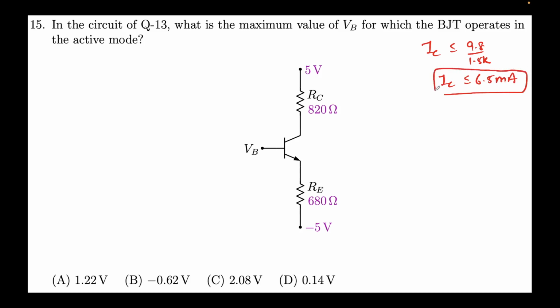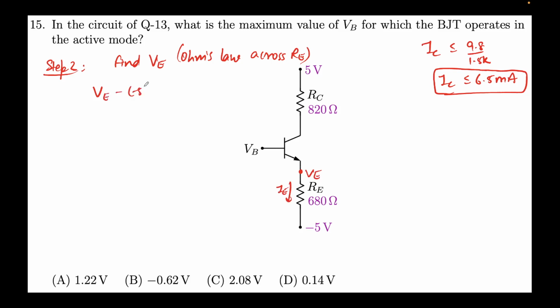Okay, very good. But we are required to find the restriction on VB, right? How do we do that? Now we come to step 2. What is step 2? Find VE, the way we have been doing it earlier. How do we do that? Ohm's law across RE. This is VE and this is nothing but IE. So I will write VE minus (minus 5) equal to IE times RE.